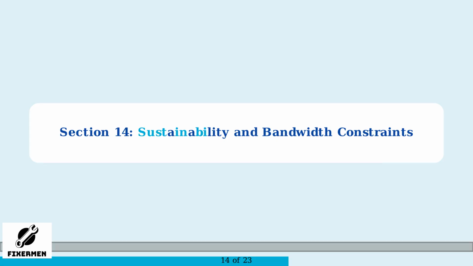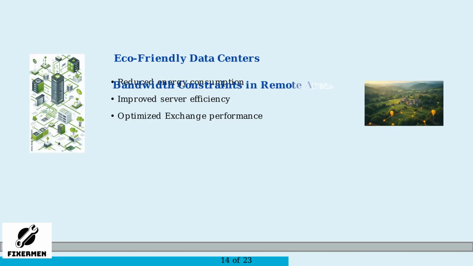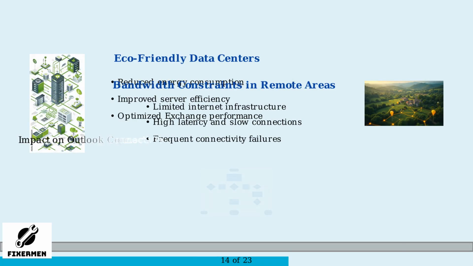By using renewable energy sources and advanced cooling systems, these facilities reduce power consumption by up to 30% compared to traditional setups. This efficiency not only lowers operational costs, but also improves server performance, leading to faster Outlook connections and more reliable email synchronization. However, bandwidth constraints in remote and rural areas continue to pose significant challenges.